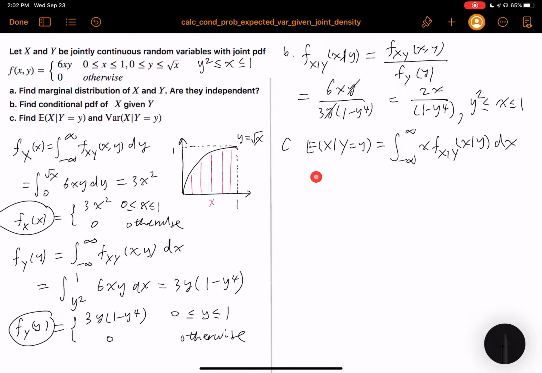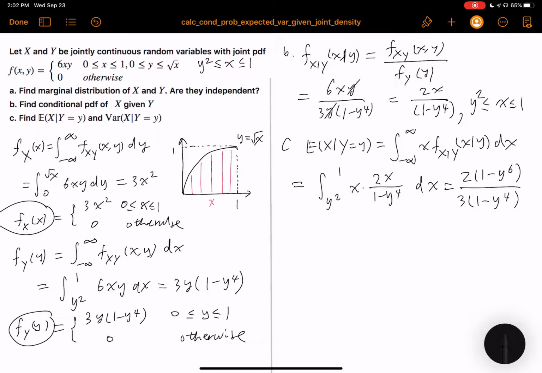So this is equal to, because we're doing the integral with respect to x, and we know that x is between y squared and 1, this integral is from y squared to 1, of x times the conditional density here. We just calculate this, it's equal to this. So it's 2x divided by (1 − y to the fourth), dx, and this is equal to 2 times (1 − y to the sixth), divided by 3 times (1 − y to the fourth).